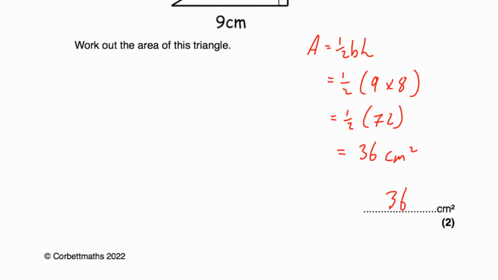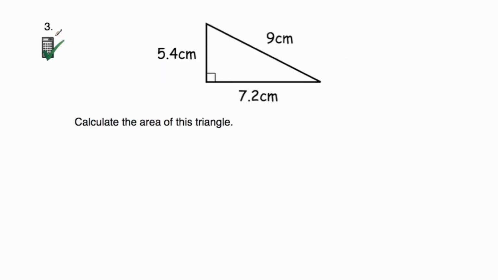Okay, question number 3. So question number 3, it's a calculator question, and we've been given this right angle triangle, and this time we've got 3 lengths. So we've got the length of the base, which is 7.2 centimeters. We've got the height of the triangle, which is 5.4 centimeters, and we've got the length of the diagonal here of 9 centimeters. And we've been asked to work out the area of this triangle.